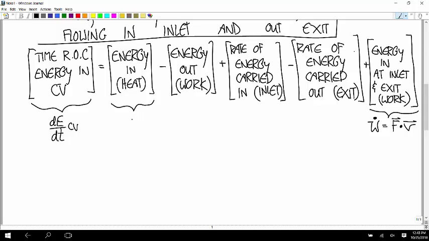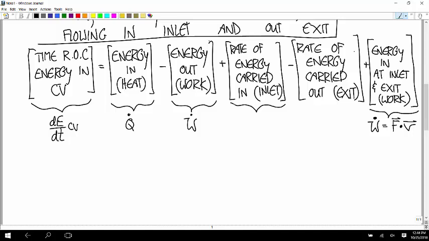The energy in through heat, that's still just going to be Q dot. The energy out through work, that's still just W dot. Okay, now what about the rate of energy carried in or out at the inlet? Well, since material is always coming in the inlet and you can't have negative energy, this is just always going to be positive. So what's the rate of energy carried in at the inlet?